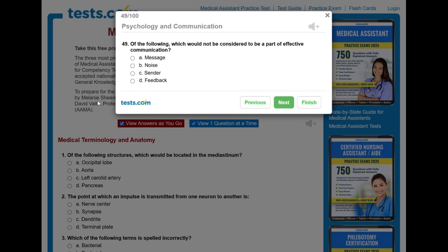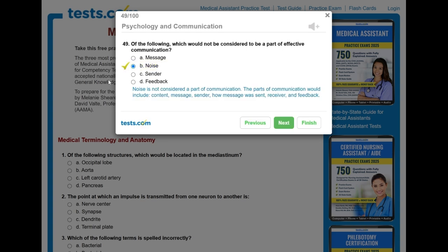Psychology and communication. Question 49. Of the following, which would not be considered to be a part of effective communication? A. Message. B. Noise. C. Sender. D. Feedback.